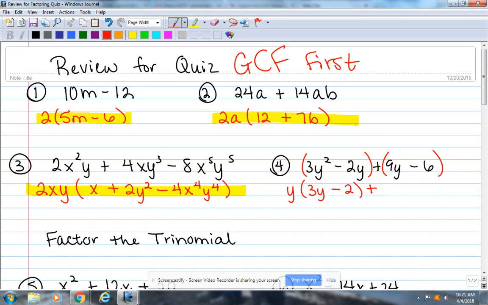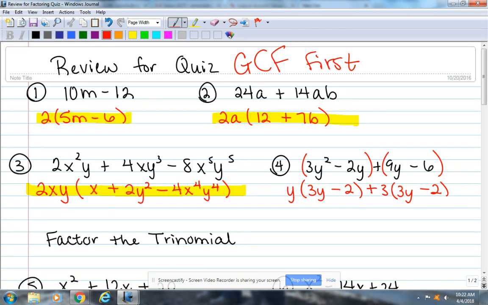Now, what's the GCF in this group? 3. And what times 3 is 9y? 3y. Minus what times 3 is 6? 2. Now, your 2 parentheses should be exactly the same. All right? Now, some of you are doing this step, and you're not writing down your answer. Well, what's the point in doing all the work if you're not going to tell me the answer? Okay? So, make sure you tell me the answer.